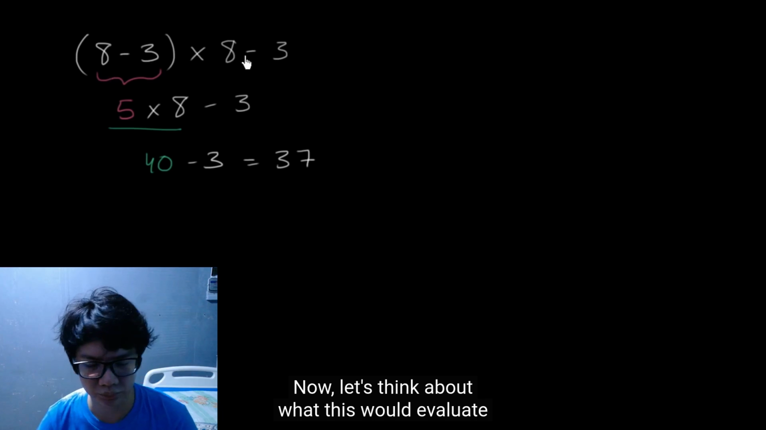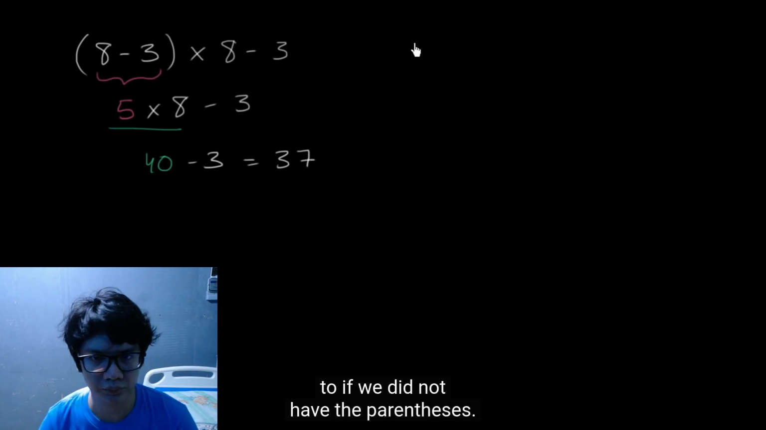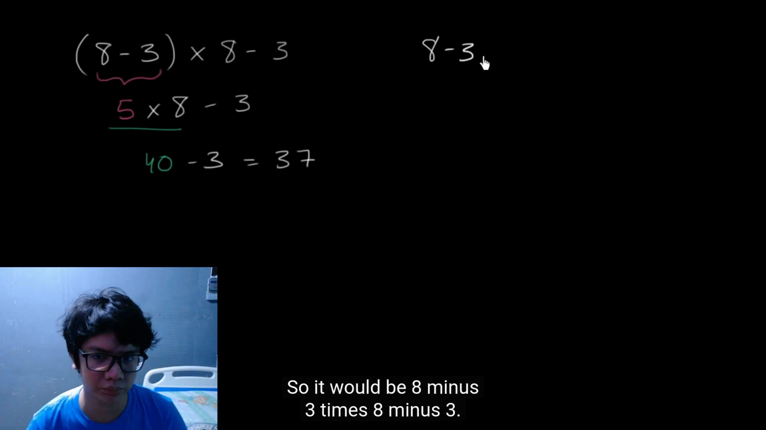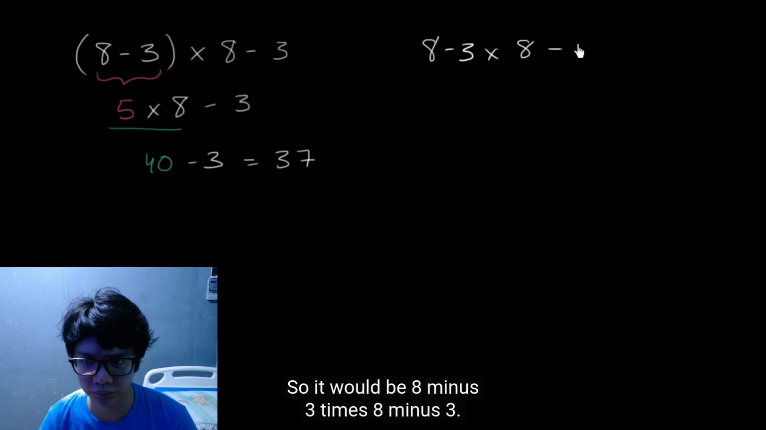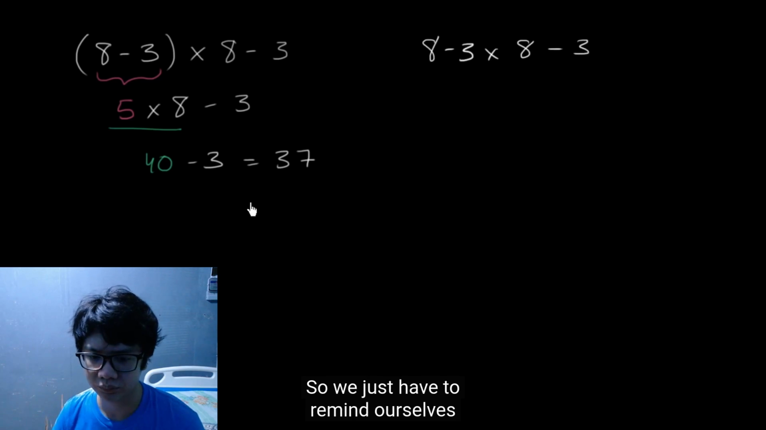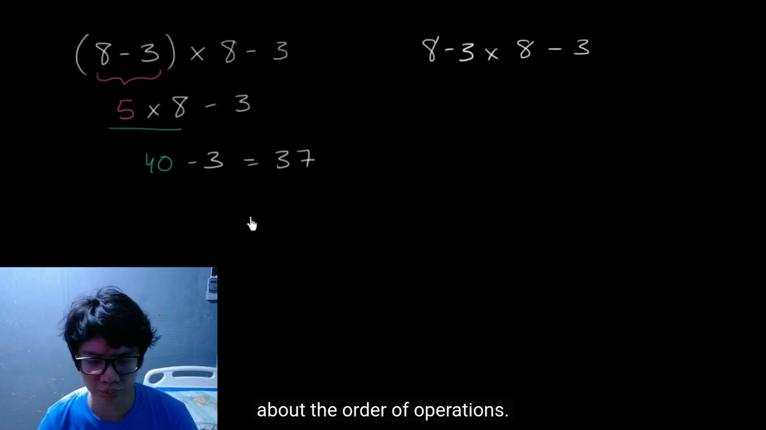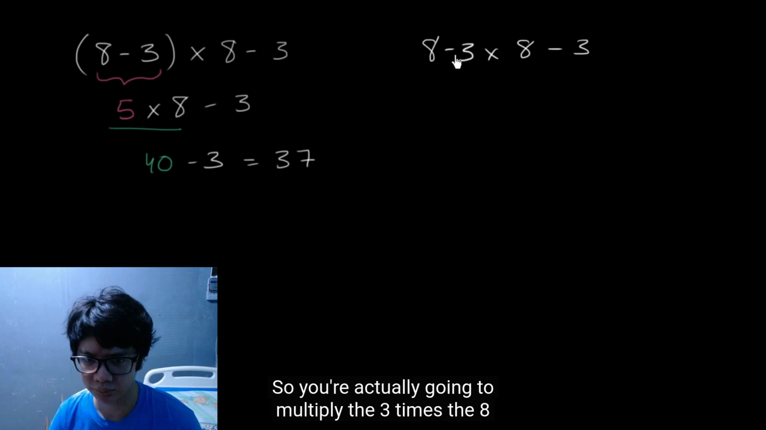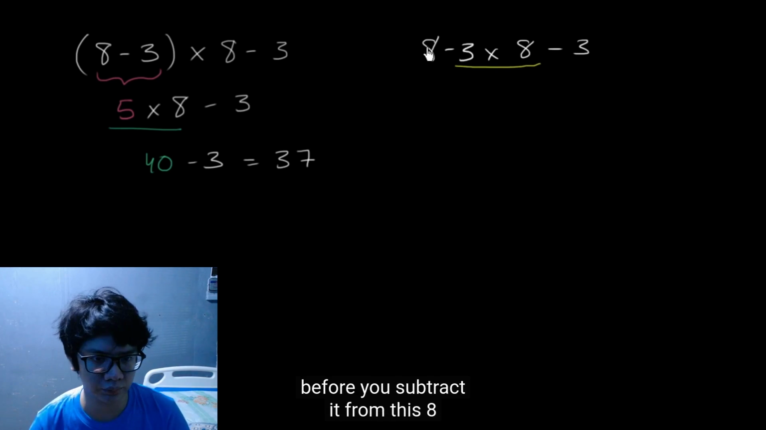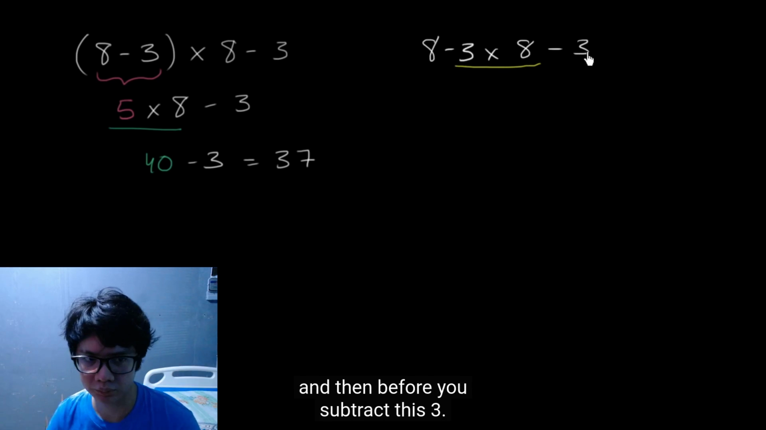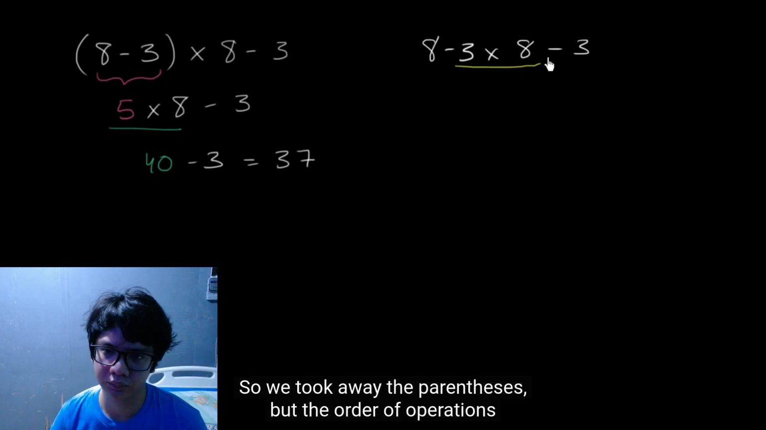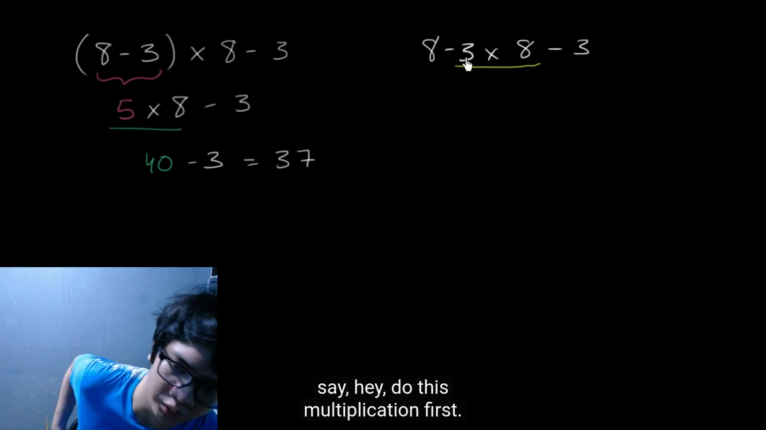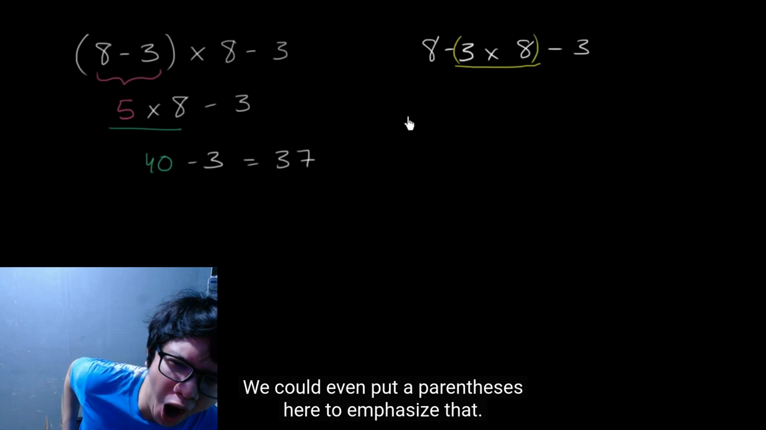Now let's think about what this would evaluate to if we did not have the parentheses. So it would be 8 minus 3 times 8 minus 3. So we just have to remind ourselves about the order of operations. The convention is to do your multiplication first. So you're actually going to multiply the 3 times the 8 before you subtract it from this 8 and before you subtract this 3. So we took away the parentheses, but the order of operations says, do this multiplication first. We could even put a parenthesis here to emphasize that.